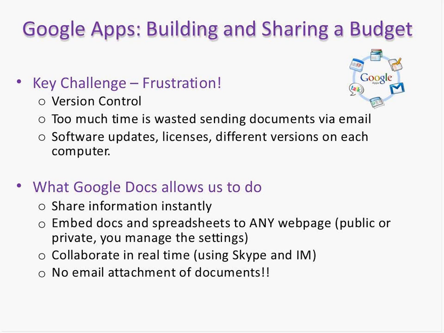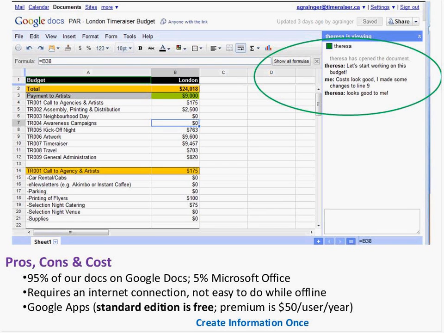It lets us collaborate in real time, and can I stress it enough? I've said it a few times, but no more email attachments. It's an example of a real-time budget that we've worked on for London, Ontario. And the story goes like this. United Way in London is one of our key partners, and they called me up to have some questions about our art purchases and some of our event costs for the upcoming London Time Raiser.